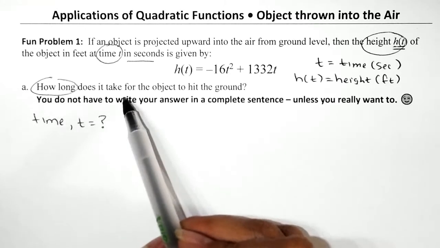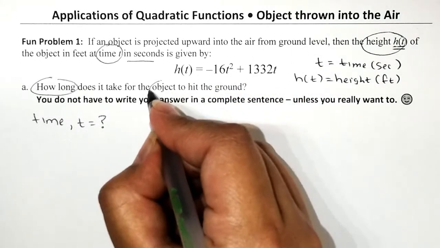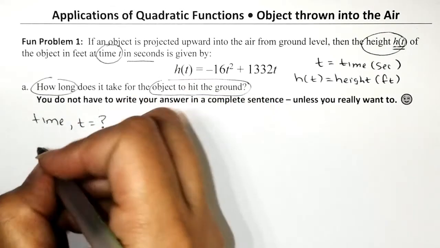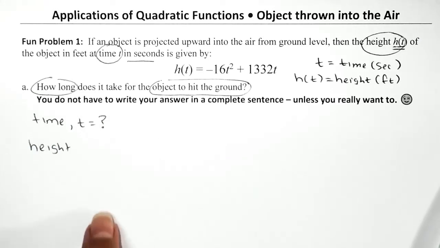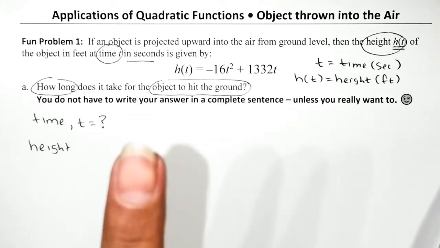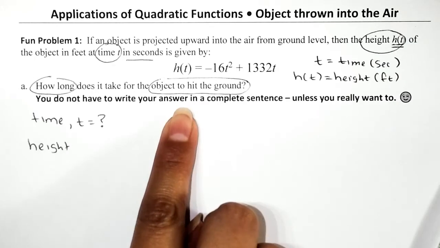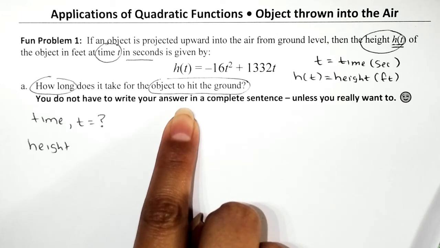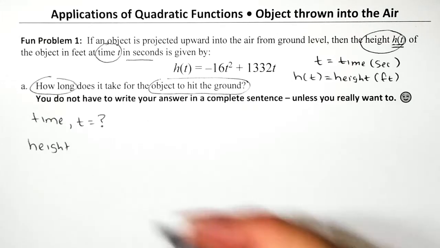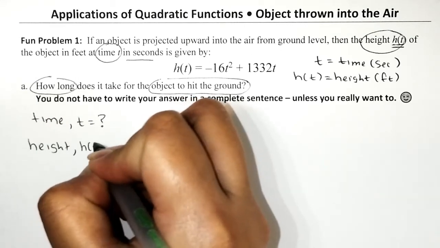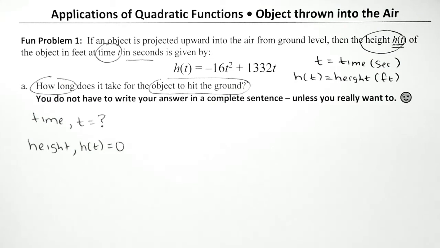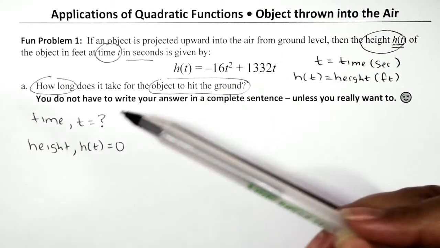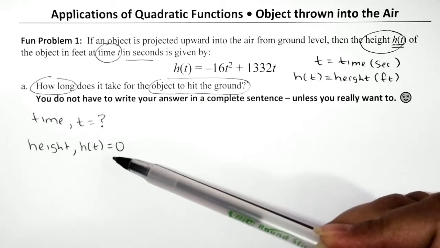How long does it take for the object to hit the ground? Okay, the object hits the ground. So we are talking about the height. Okay, my Play-Doh fell off. So I get a ball, I toss it in the air, and then it comes back down. When it hits the ground, what's the height of the object? Well, if it's on the ground, then the height of the object is given by 0. So find the time when the height equals 0. What this boils down to is find t when h of t equals 0.